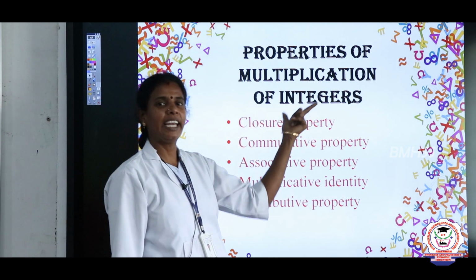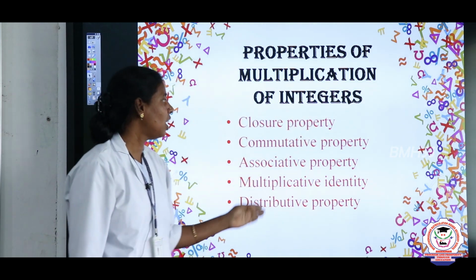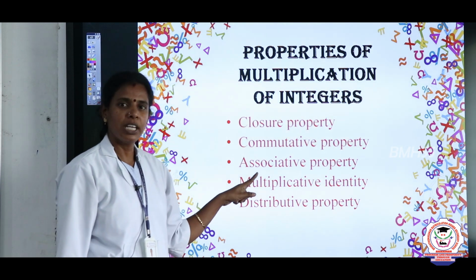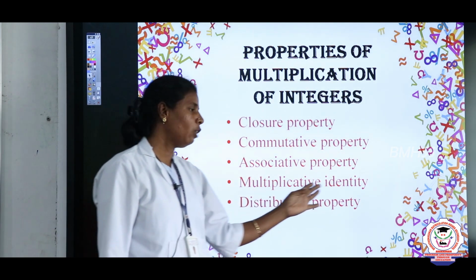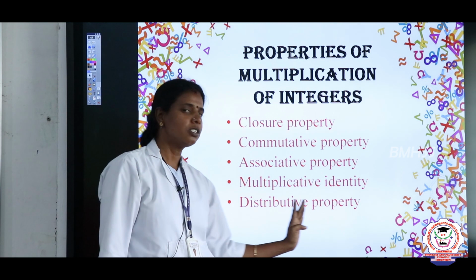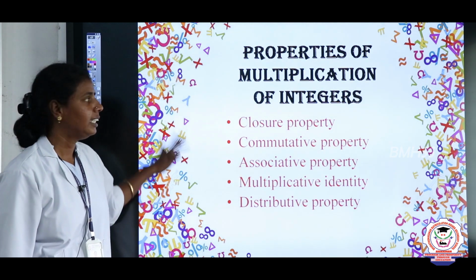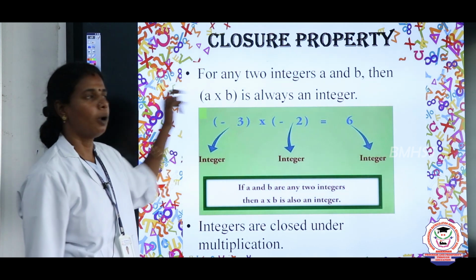Properties of multiplication of integers. In this we are going to see closure property, commutative property, associative property, multiplicative identity, and one more, distributive property. We will see the properties one by one. First we are going to see closure property.